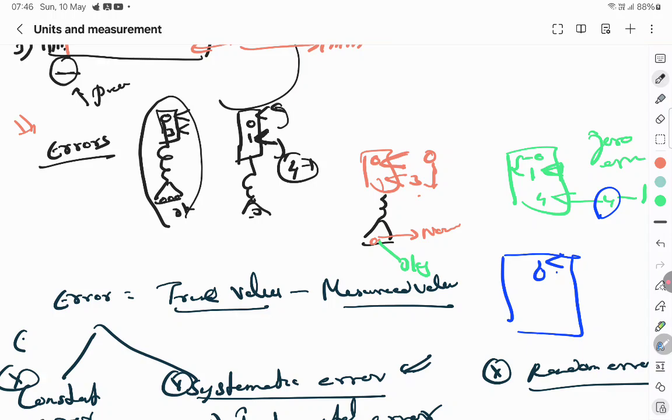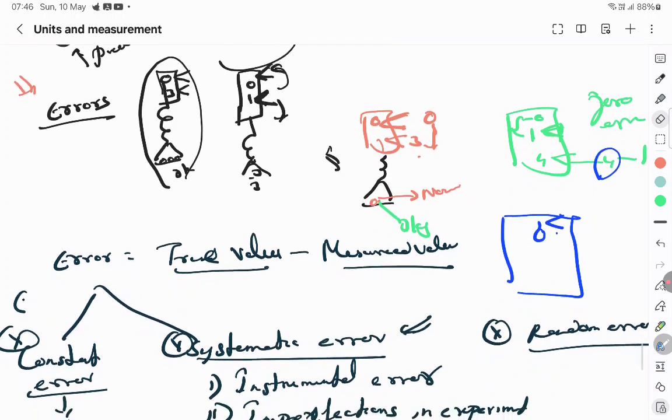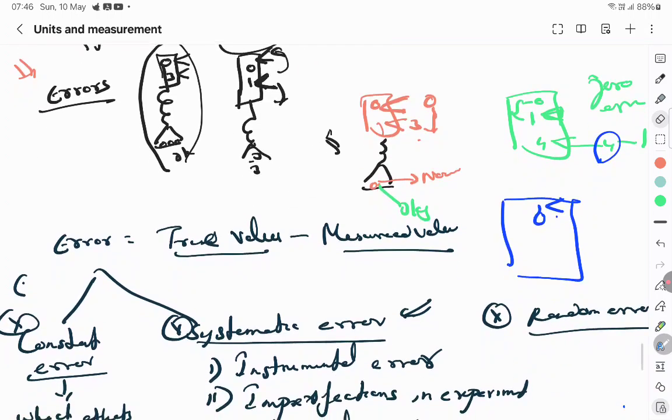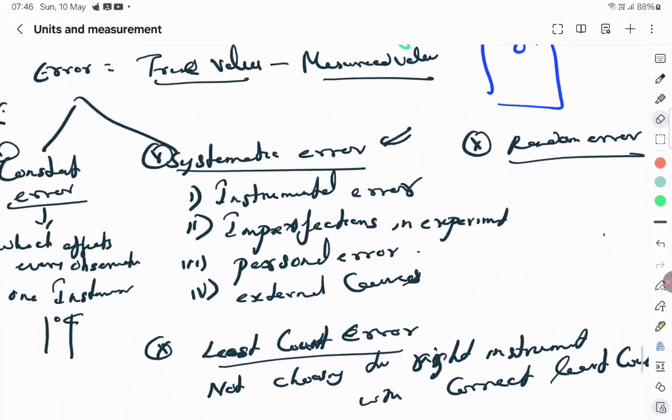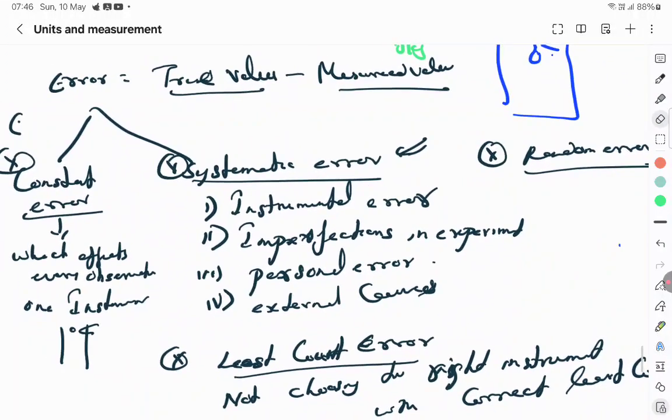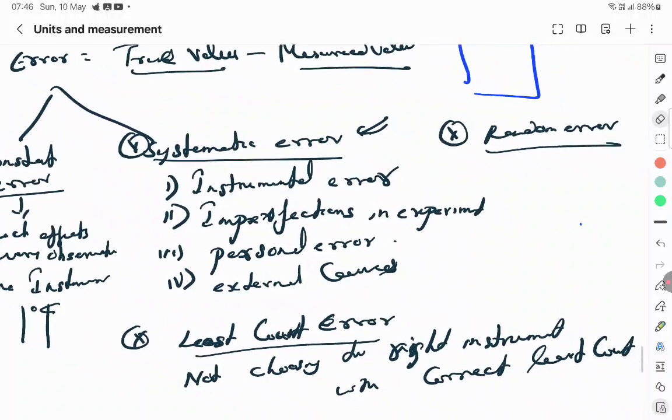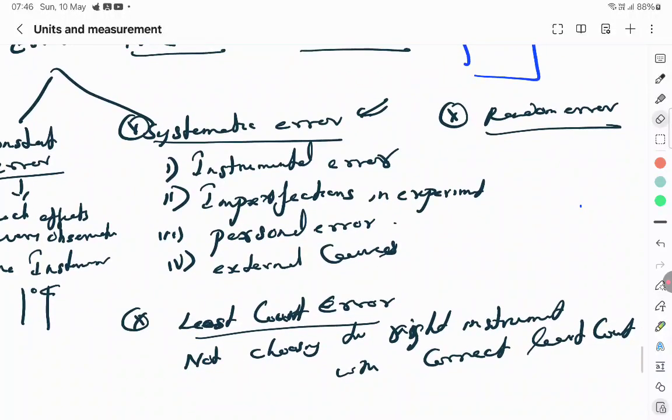If the pointer is above, I'll have to add 1. So if it's above and the weight is 3 kg, it will show you a reading of 2. So you know that the true value is the reading plus or minus 1, where the plus or minus 1 in this case is the error. So that's one simple error that I can teach you. So error is true value minus measured value. The different types of errors: one is a constant error, a systematic error, random error, and least count error.